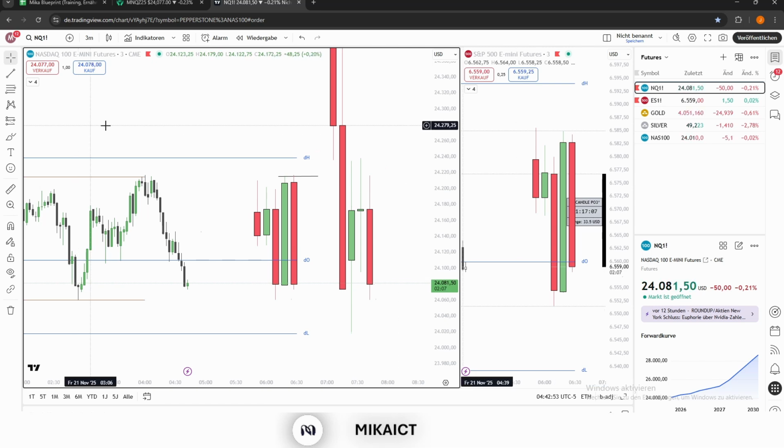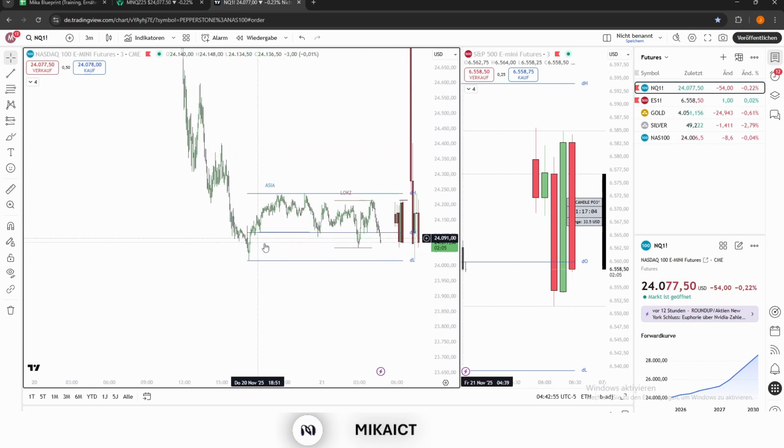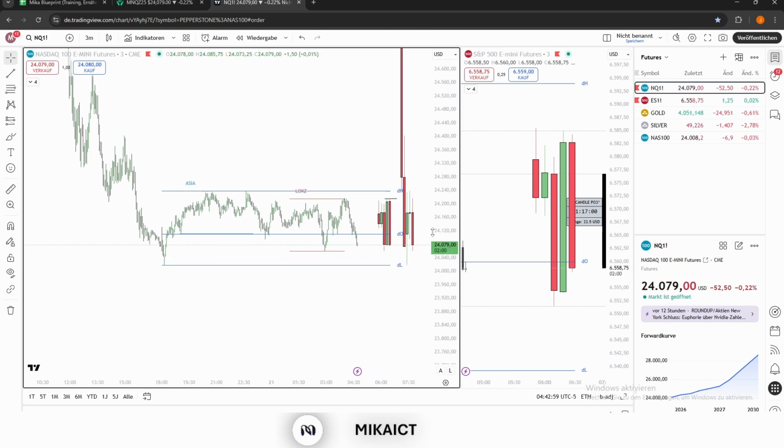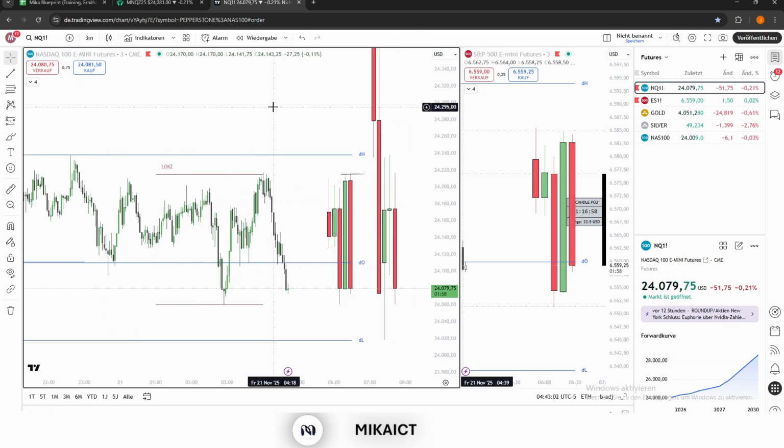Also, what made me bearish, of course, we had a really strong sell-off yesterday, so I think there is no reason to go long until we sweep this low here. That's aspect number 2.